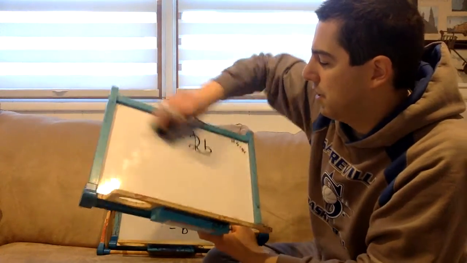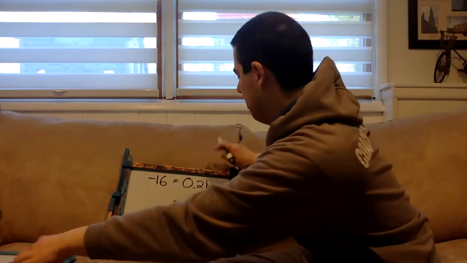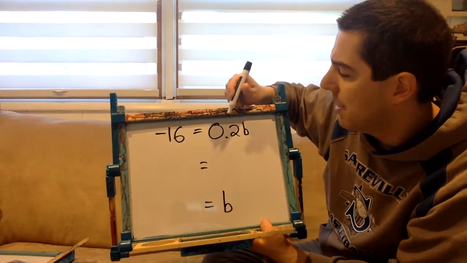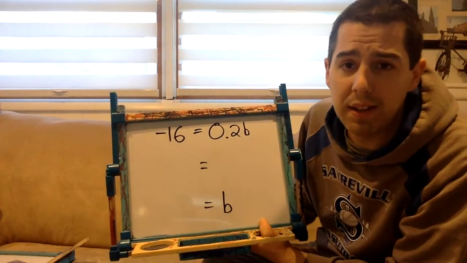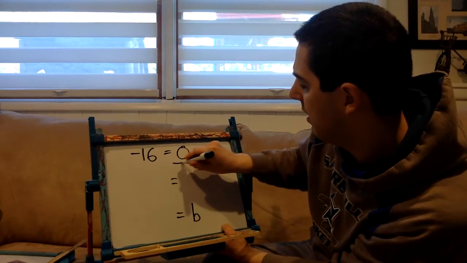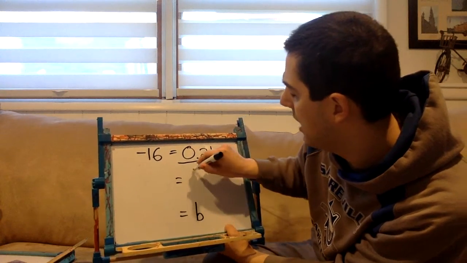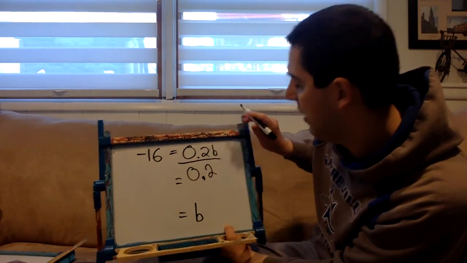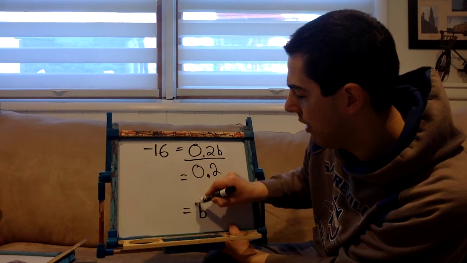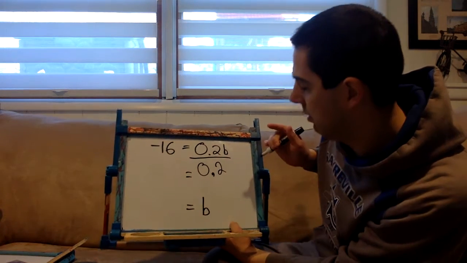how does that connect to decimals? I have good news. The good news is it's the same idea. Say this had been a 0.2b. All you have to do is, again, undo multiplying by 0.2. So how would we do that? Dividing by 0.2. 0.2 divided by 0.2 is 1. And 1b is just b.